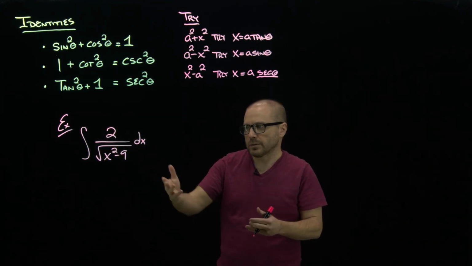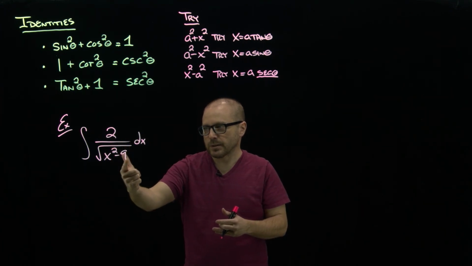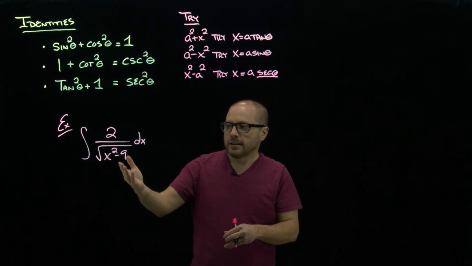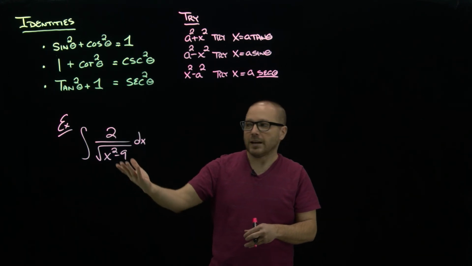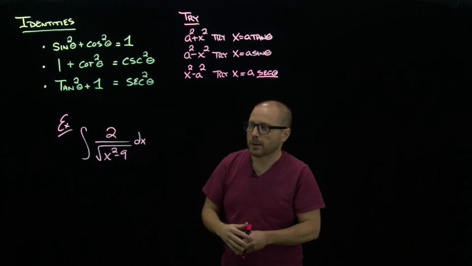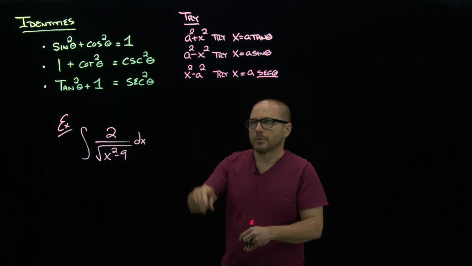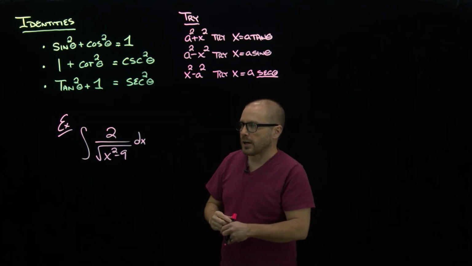And so there's no substitution I can do here. If I do a u sub with x squared minus 9, du is 2x dx, and I don't have an x up top. So I'm out of luck on the easy route. So this makes sense as something to try.